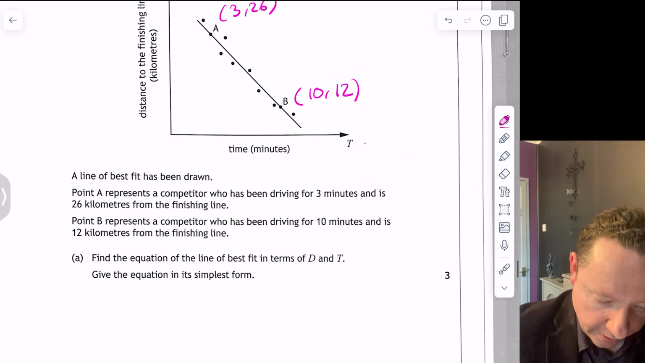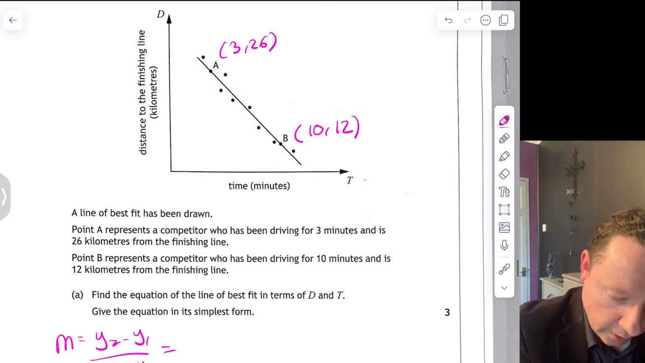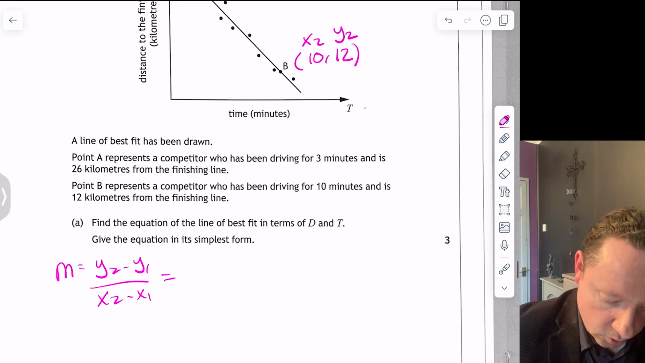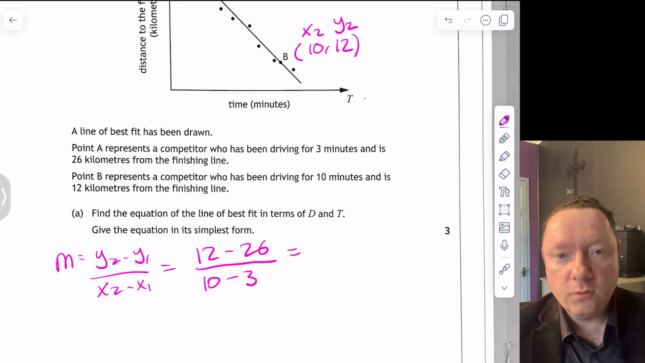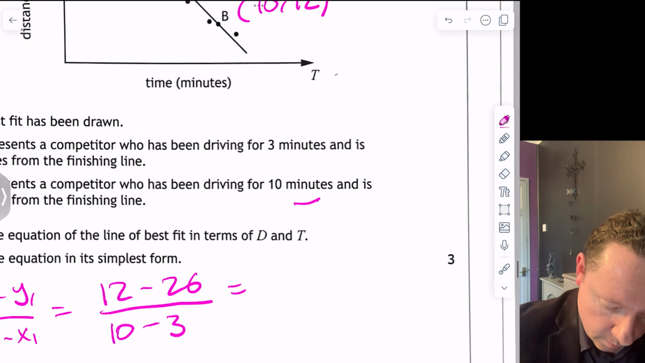Okay, so it's an equation of a line, so I need the gradient, which is y2 minus y1 over x2 minus x1. So I'll just call the first point x1 and y1, and the second point x2 and y2, or the other way around. So I've got 12 minus 26, just watch out for minuses, over 10 minus 3. And I'm expecting a negative answer because it's sloping down. So 12 minus 26 is minus 14, over 3. 10 minus 3 is 7.